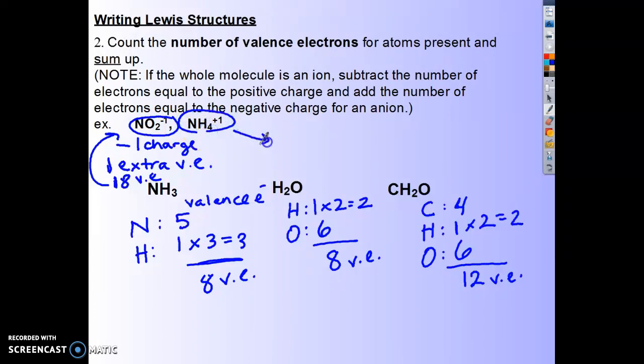Now if we have one that has a +1 charge, that means that the whole thing has lost an electron. Okay, so in this case, whatever would be our total number of valence electrons, so 5 plus 4, that would be 9. 9 minus 1 electron because it lost 1 electron. So this means we're going to have 8 valence electrons for NH4. Okay. All right, that's just our side note. Now let's go back to our neutral molecules we're looking at. Okay, so we got 8, 8, and 12.